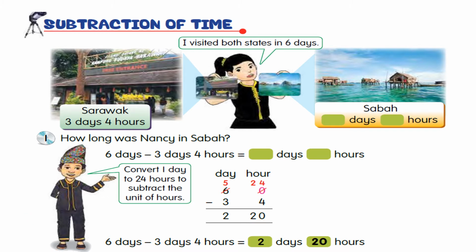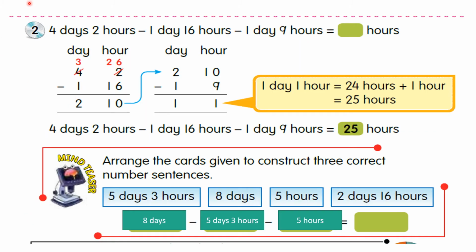That's it. Okay. Second example. They say 4 days, 2 hours minus 1 day, 16 hours minus 1 day, 9 hours. The answer should be in hours. So the formula is 1 day, how many hours? 1 day, 24 hours. You remember the formula, then it is easy to do this. So, this one you must do step by step. First, you must write day and hour, then write 4 days, 2 hours, 1 day, 16 hours.